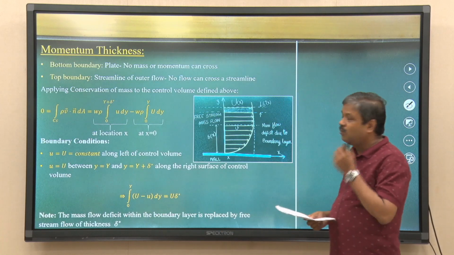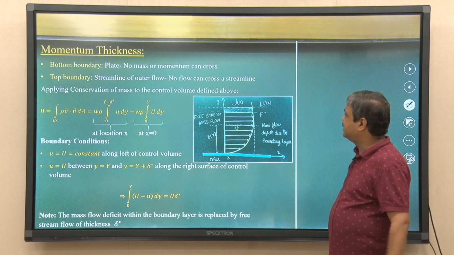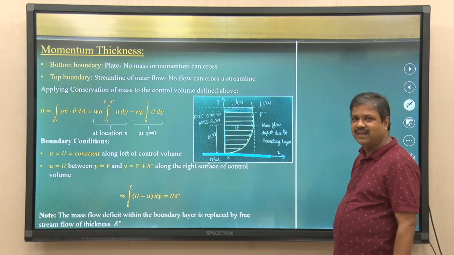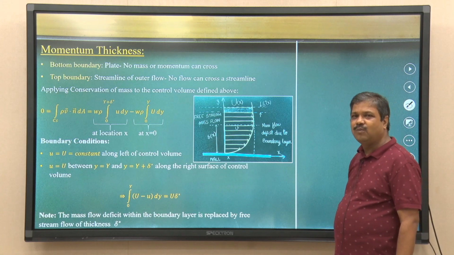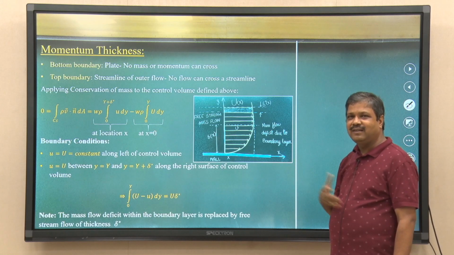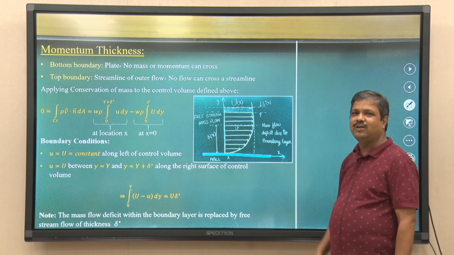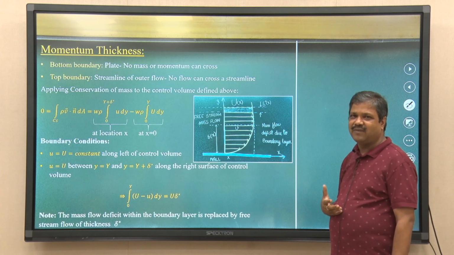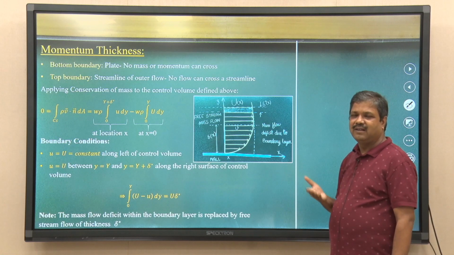Now we come to the momentum thickness, which is not a big concept. We have already talked about shear stress, displacement thickness, and also the wall shear stress. In the same way comes the momentum thickness. As you know, we apply the control volume concept to find what the drag force will be on this plate.